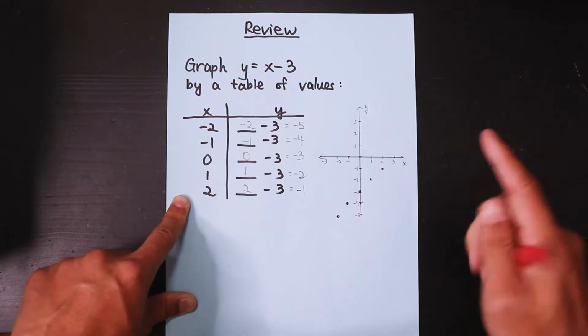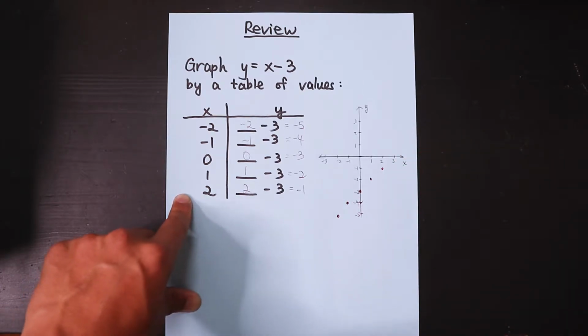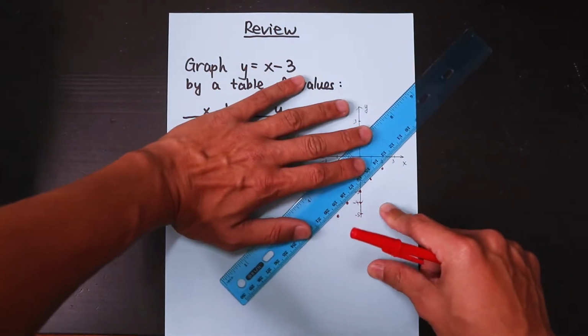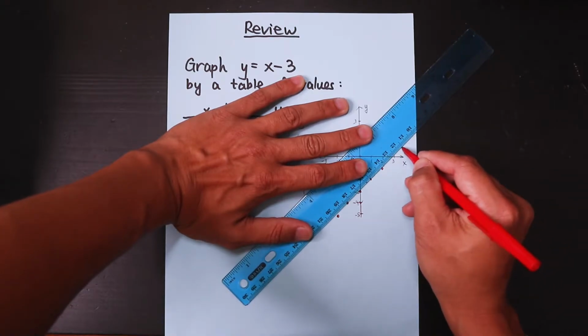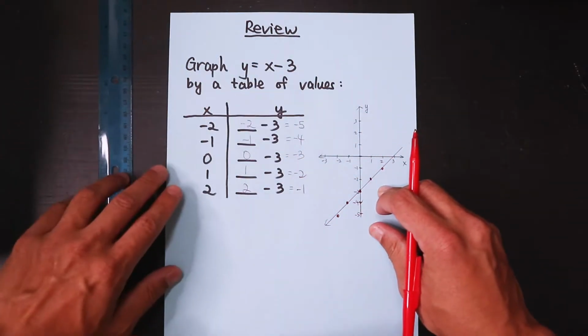So 2 comma -1, you start from the origin, you move to the right 2 units, and then go down 1 unit. You notice that this is a straight line, it's a slope-intercept form, and we're going to use a ruler to connect all these 5 points together. And then this is your graph of y equals x minus 3.